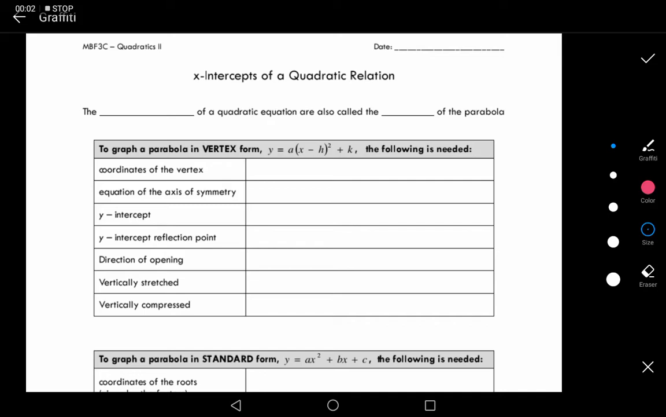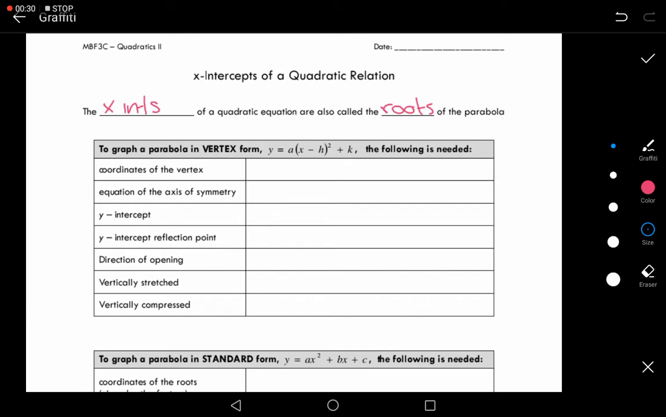This is the 5th lesson of Unit 3 on x-intercepts of a quadratic relation. So just as a review, the x-intercepts, or the x-ints as I like to call them, of a quadratic equation are also called the roots of the parabola. Okay, so again, x-intercepts, roots, and zeros, which we dealt with last unit, are all interchangeable. They all mean the same thing.